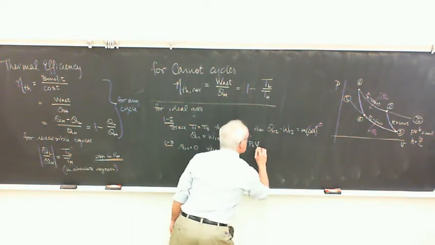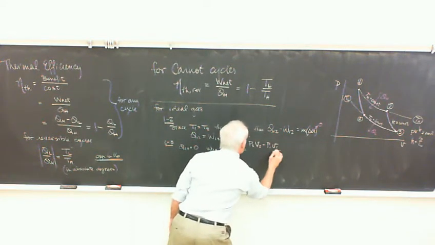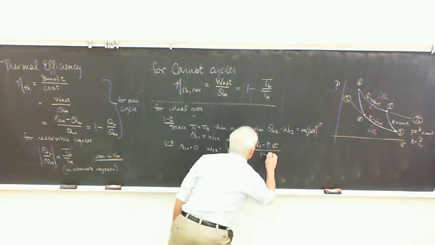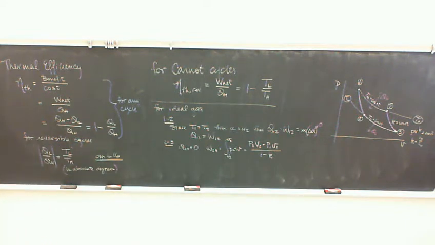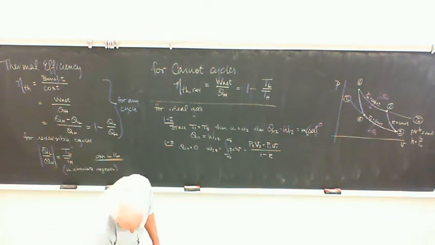P2 V2 minus P1 V1 over 1 minus N. But N is K for this. And we'll see just where that comes from in a little bit. It's actually jumping ahead a little bit on what the book has to offer.